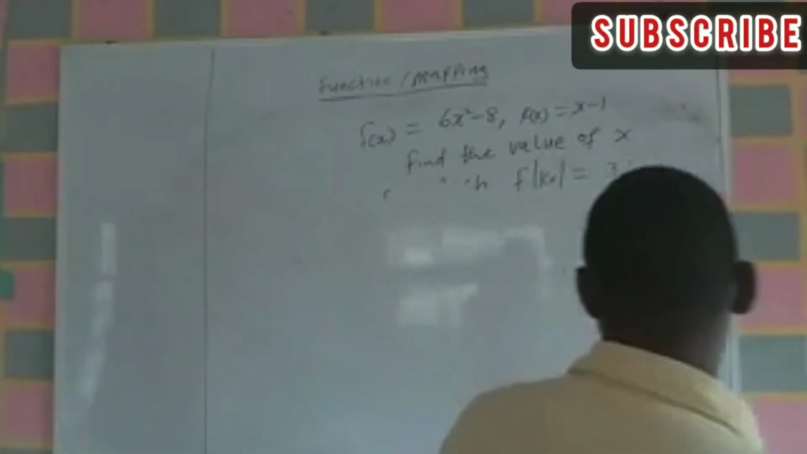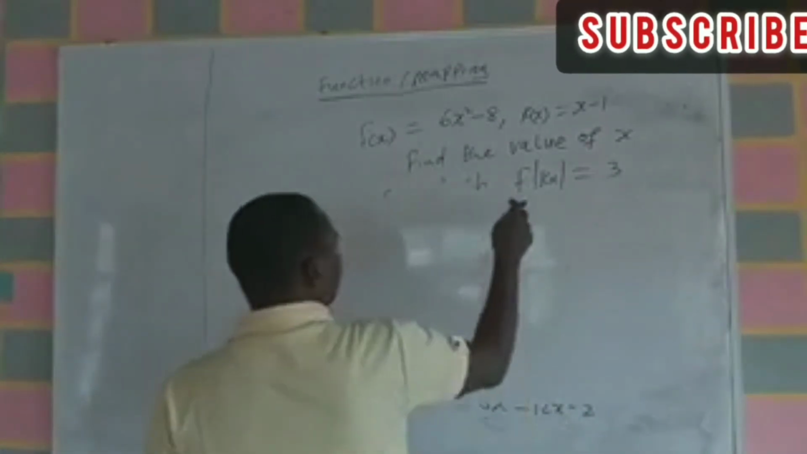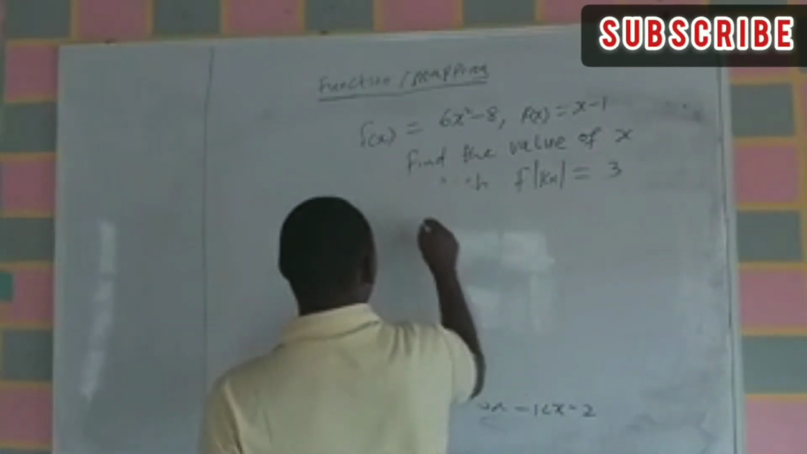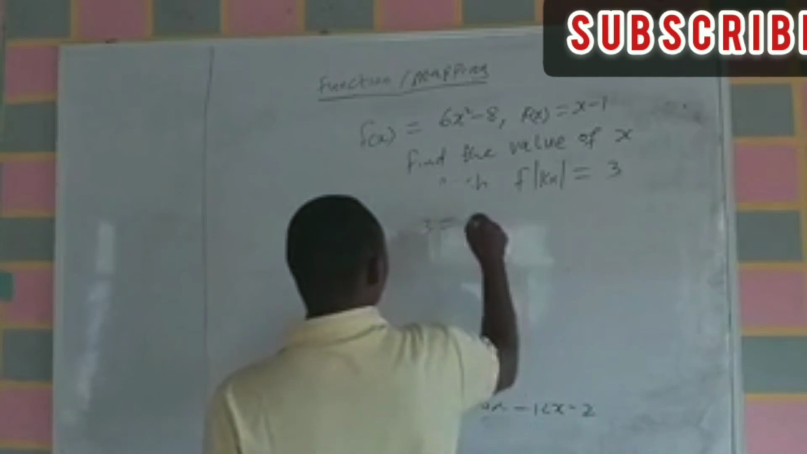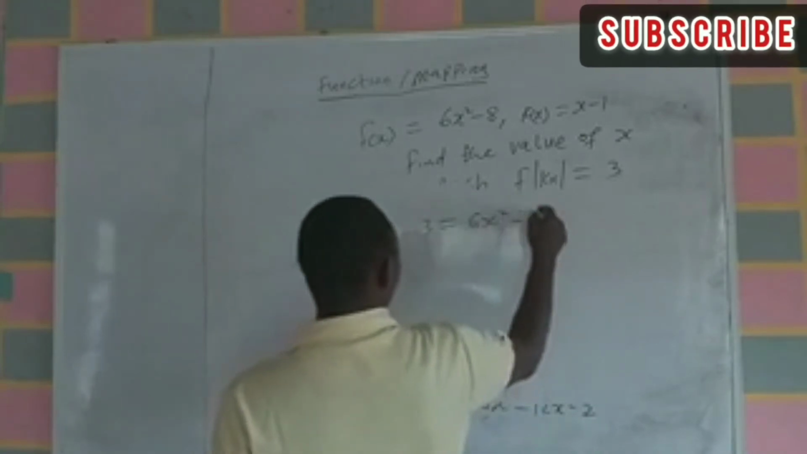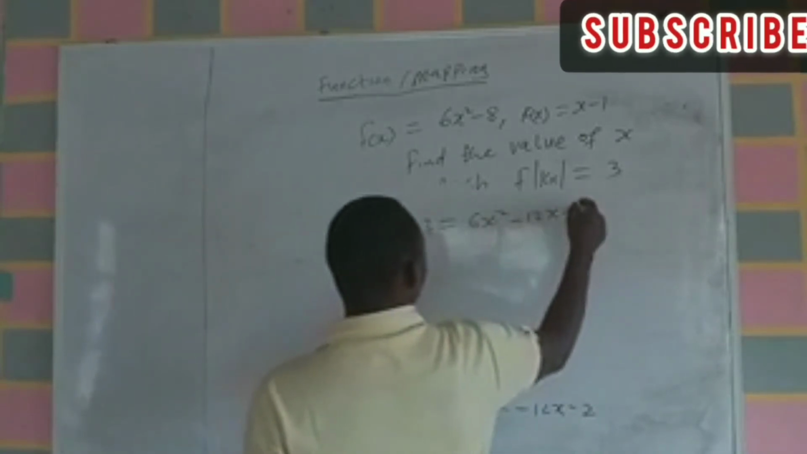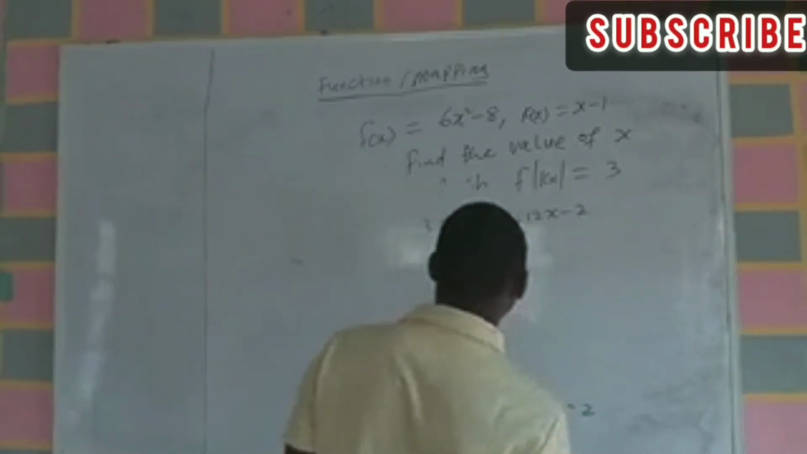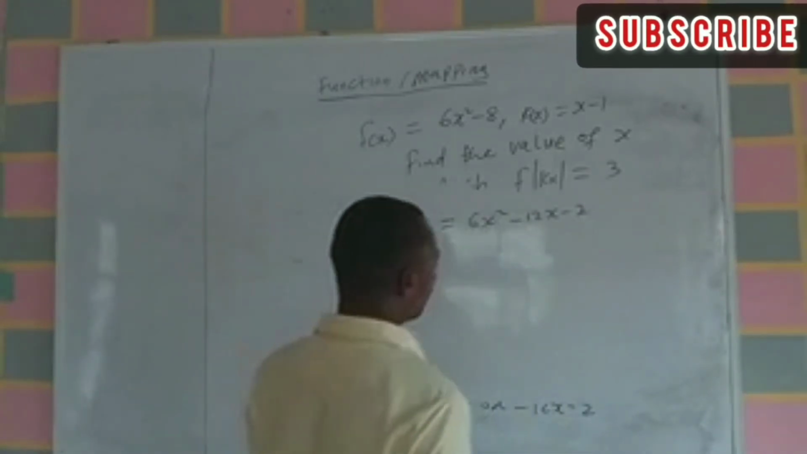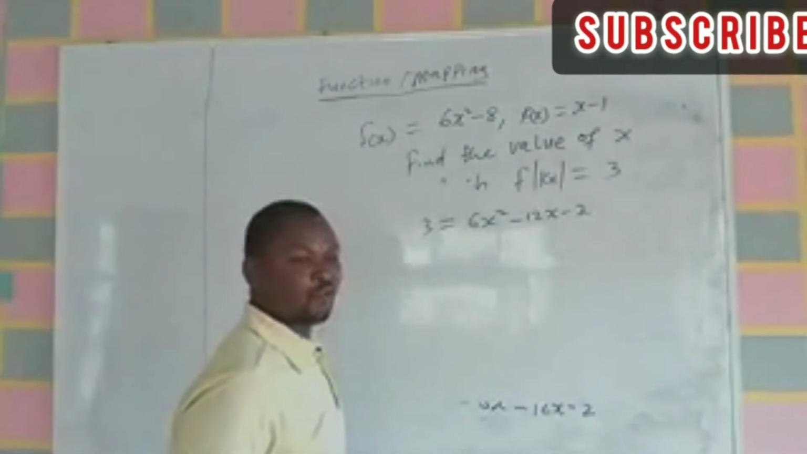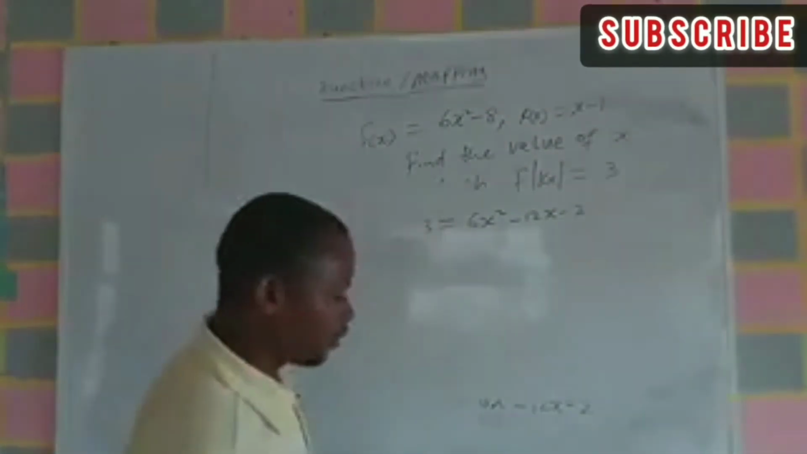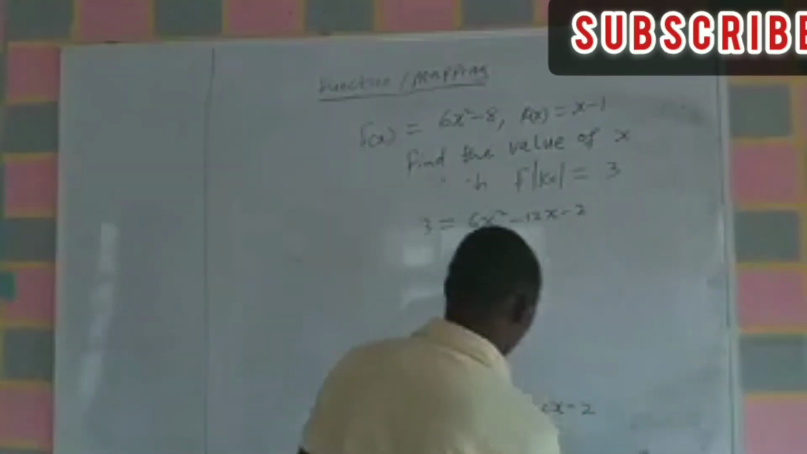Very simple. So that means we have f k of s equals 3. So we have 3 equals 6s squared minus 12s minus 2. So we equate to 0. That leads to a quadratic equation.